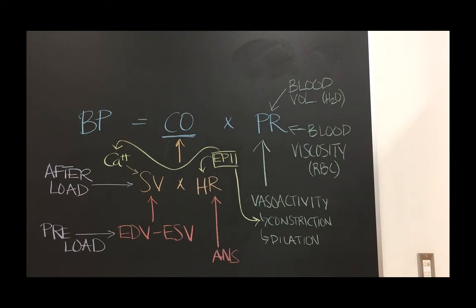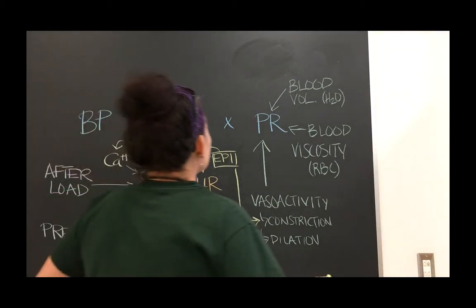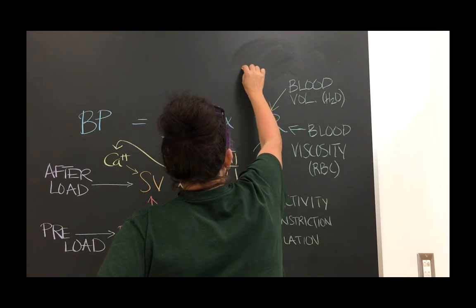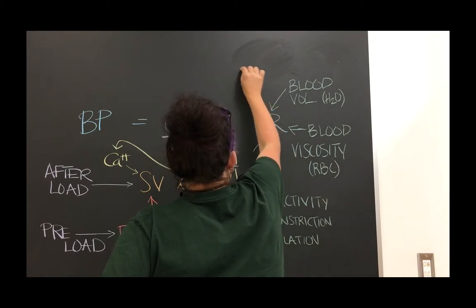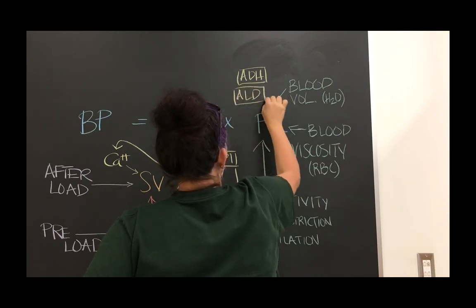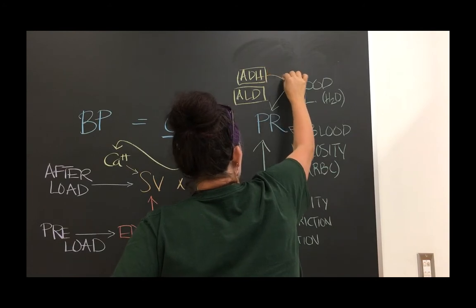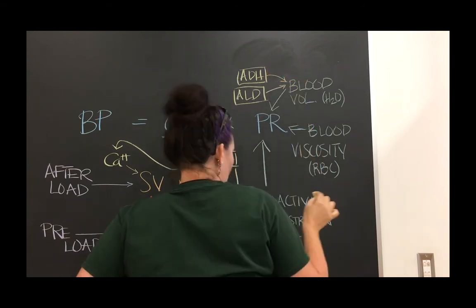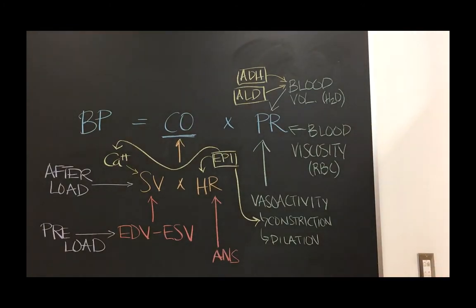The next couple are going to work on blood volume. So they're going to do it in slightly different ways. So we've got ADH and we have aldosterone. Both of them are going to cause increases in blood volume. ADH is going to increase the volume directly, causing kidneys to reabsorb more water, and aldosterone causes the kidneys to reabsorb sodium, which is going to reabsorb water. Both of those are going to increase PR.